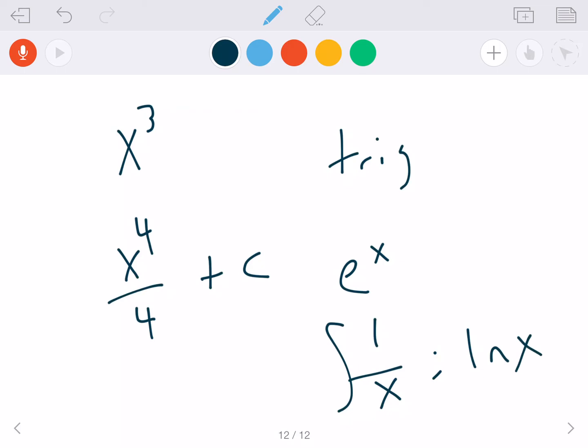I don't think we talked about integrating the actual natural log of x. There's a formula for that. It's x natural log of x plus x, no, minus x plus c.